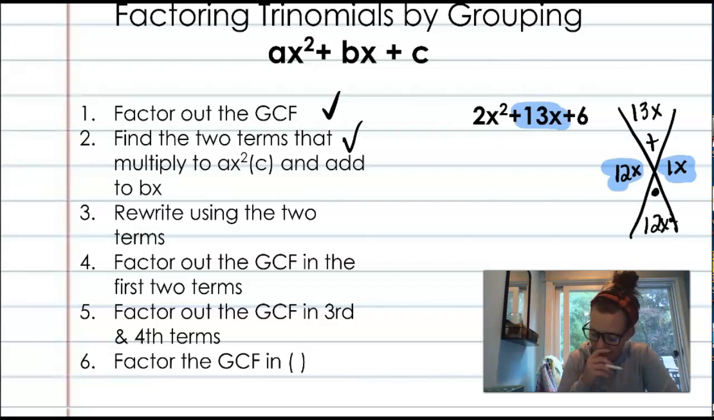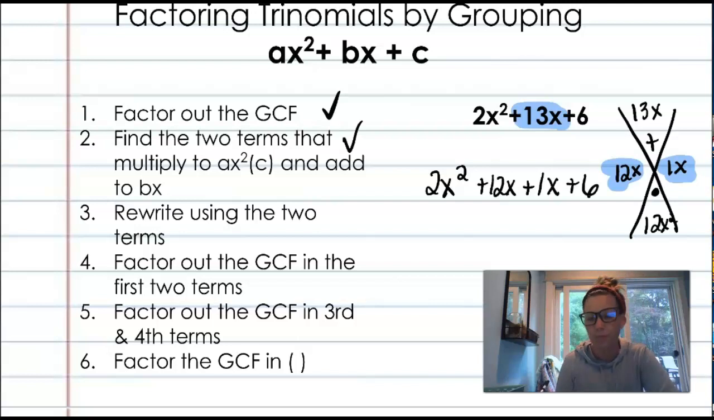We're going to rewrite it so that it's 12x plus 1x. So I'm going to keep the 2x squared. I'm just going to change out the 13x. So plus 12x plus 1x plus 6. So we're just going to write it all out.